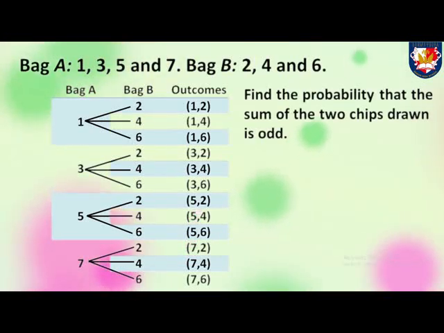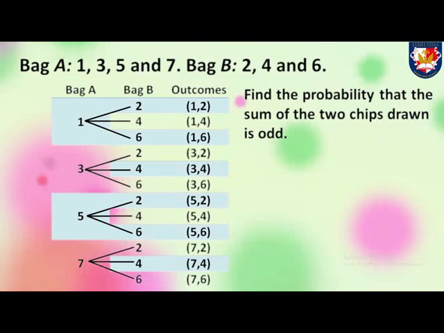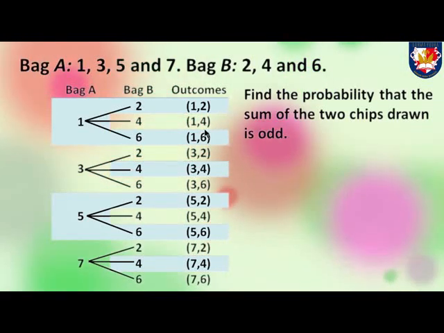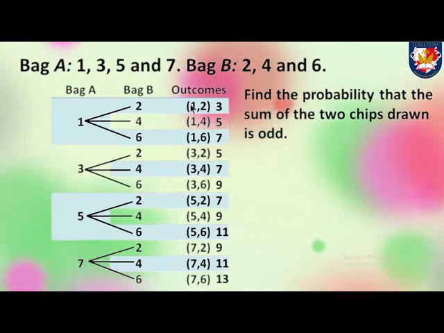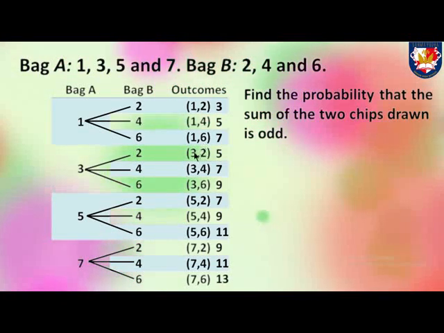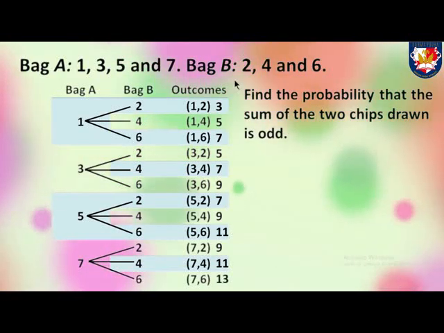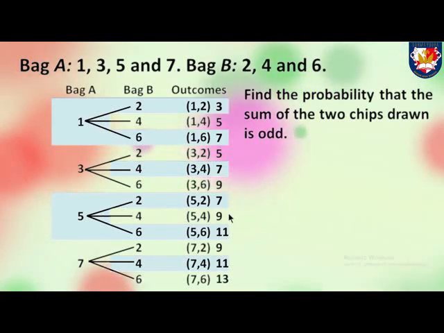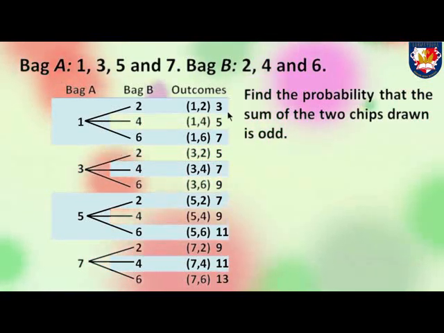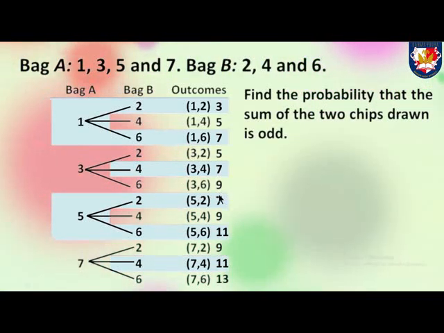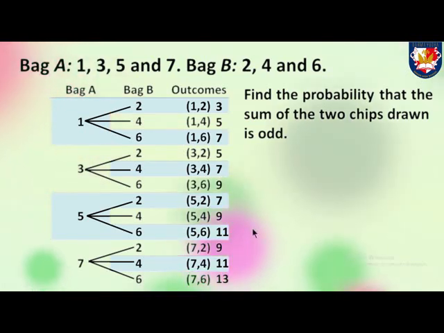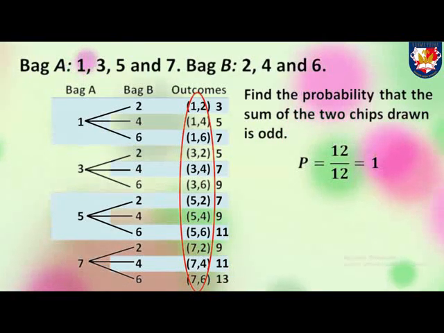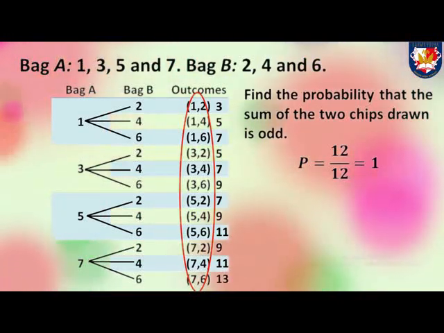How about this question? Find the probability that the sum of the 2 chips drawn is odd. In order to identify whether the sum is odd or even, you need to add the numbers of each outcome together: 1 plus 2, 1 plus 4, 1 plus 6, 3 plus 2, and so on. And this is the list of the sums. As you can see, all the sums are odd: 3, 5, 7, 5, 7, 9, 7, 9, 11, and so on. So all the outcomes are favorable outcomes. The probability that the sum of the 2 chips drawn is odd is 12 per 12, equal to 1.